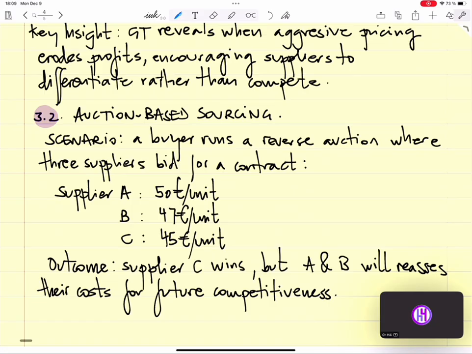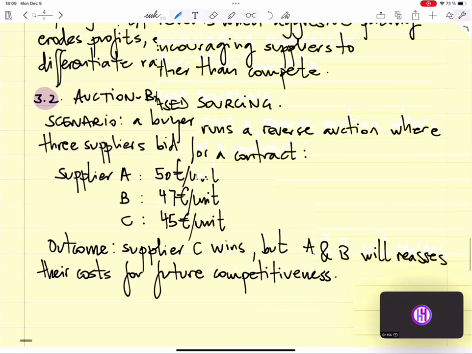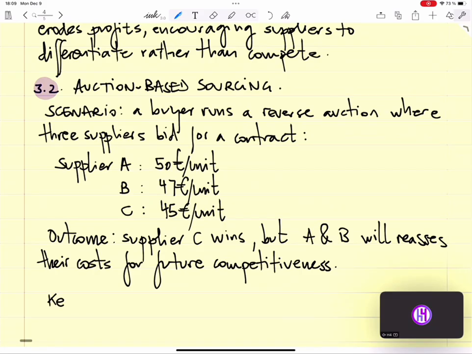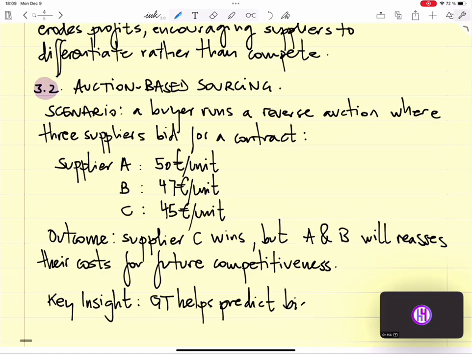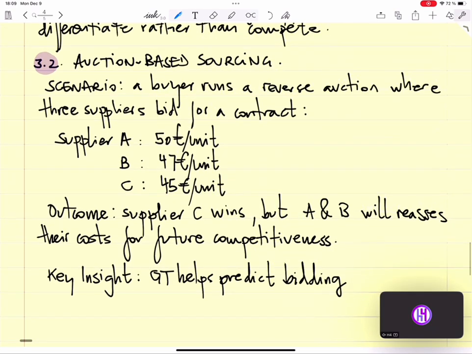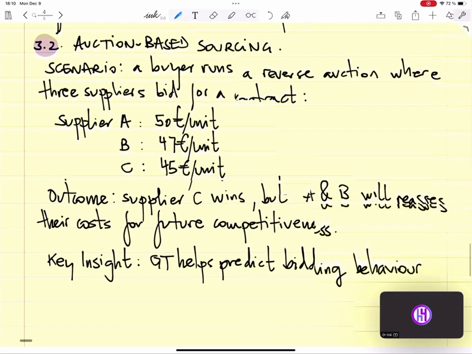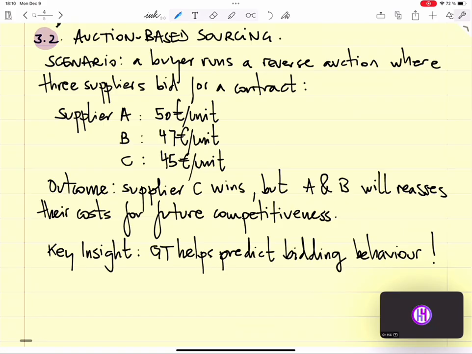Okay. So if you're an expert in game theory, and you should look into it, the key insight here is game theory helps predict bidding behavior, enabling buyers to secure better prices, I guess. Okay. Yeah. So this is important. Okay.